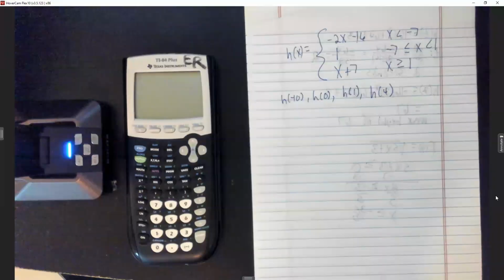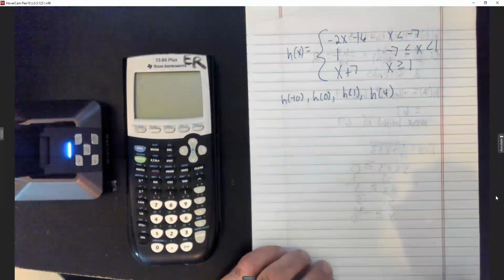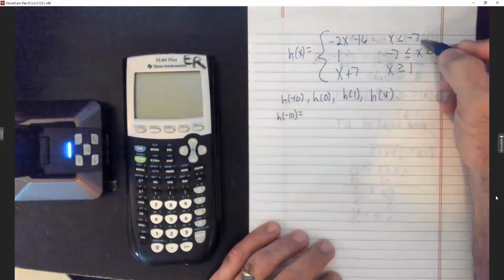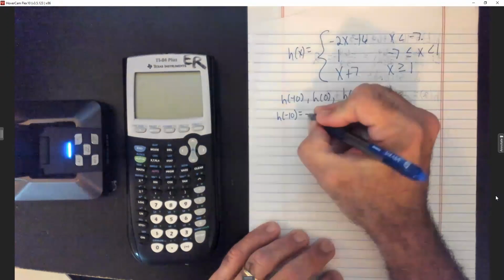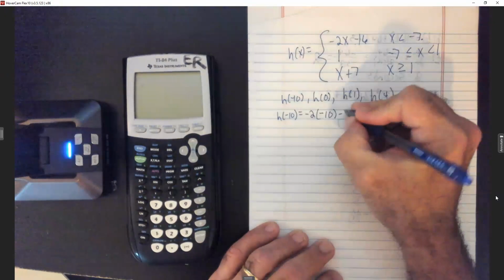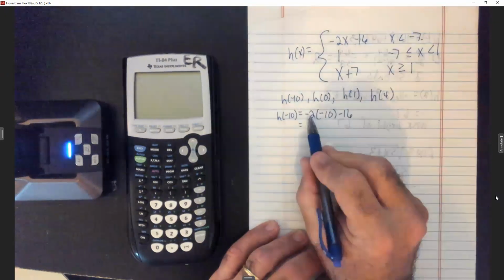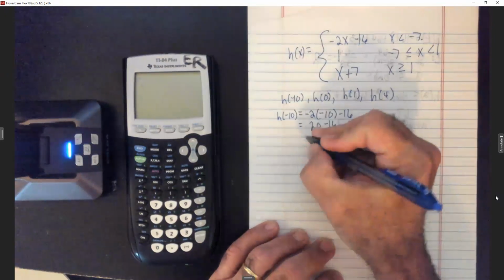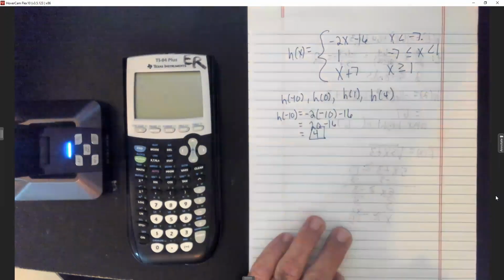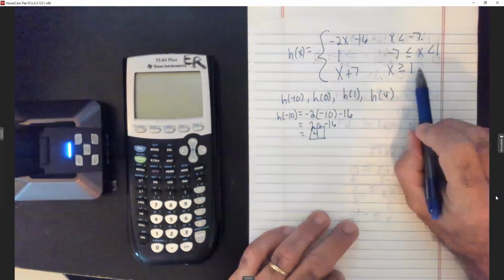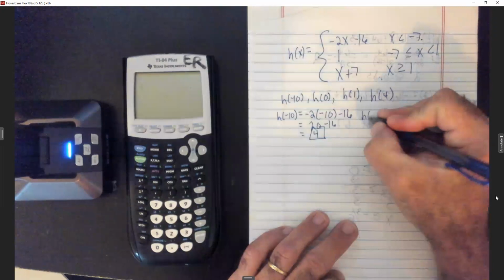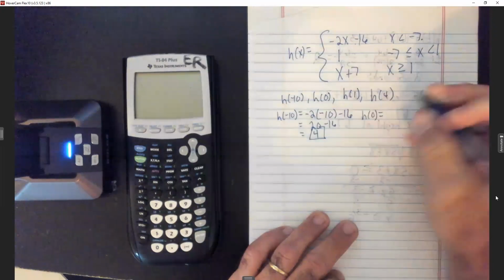All right, so h of negative 10 is the first thing I'm going to do. Negative 10 is less than negative 7, so I would use the first equation, which is negative 2 times my x, which is negative 10, minus 16. All right, negative 2 times negative 10 is 20, minus 16, which will give me 4. So h of negative 10 will be 4. H of 0, 0 is in between negative 7 and 1, so I would use the second equation. Which, oh, it says h of 0 equals 1 no matter what.